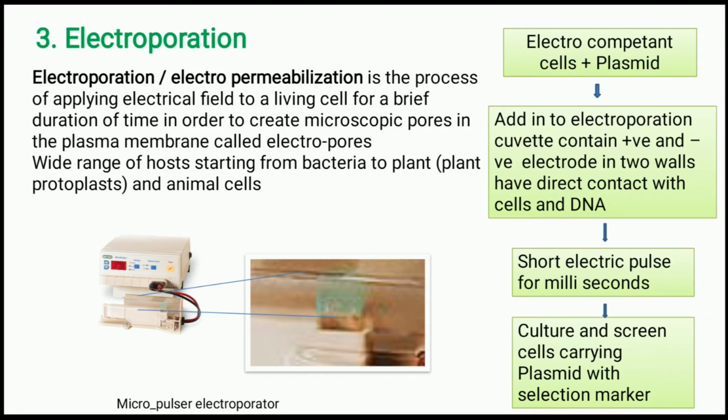Now we will see about the direct gene transfer techniques. The first technique is electroporation. Here we have to make the cells electrocompetent by growing, aliquoting and storing at -80 degrees Celsius. And whenever we want to perform electroporation, thaw in running tap water and keep in ice. Electroporation, also known as electropermeabilization, creates microscopic pores in the plasma membranes that are called electropores. And through these pores, the recombinant DNA can enter inside the cells.